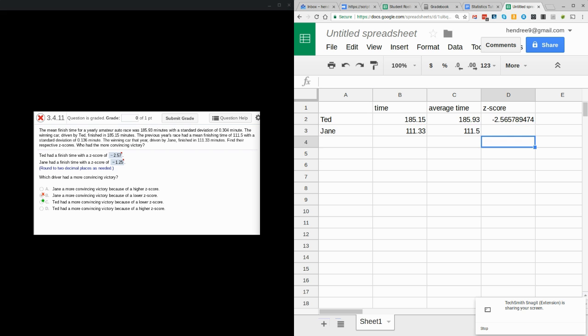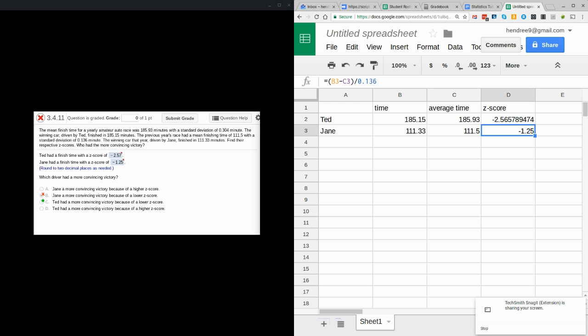And we see that she is, again, the winner. She finished faster than the average time, but not as many standard deviations faster as Ted did. So what you want to think of is he blew the competition away really badly in his year, and she blew the competition away, but not as badly. So we would say Ted had a more convincing victory because he's got a lower z-score.